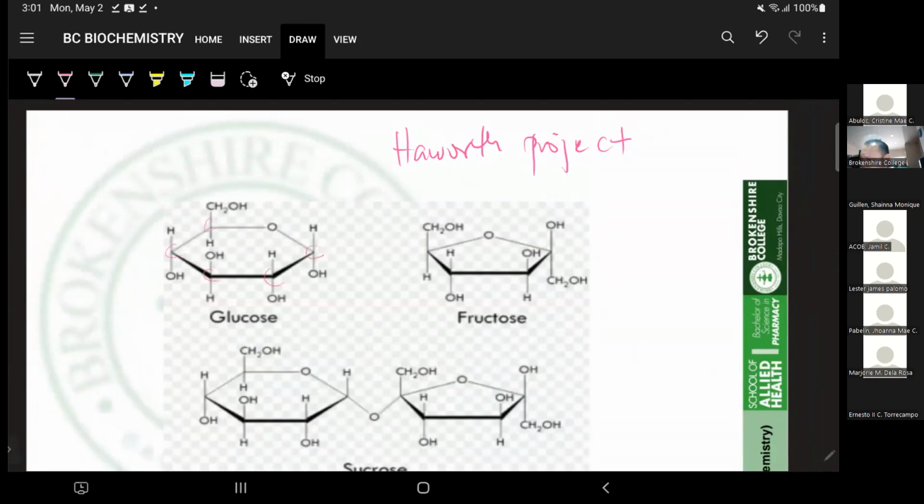Okay, for example, for this one: 1, 2, 3, 4, 5. And this one is included too: 1, 2, 3, 4, 5, 6. So this is a pyranose. Glucopyranose. That is your glucopyranose.